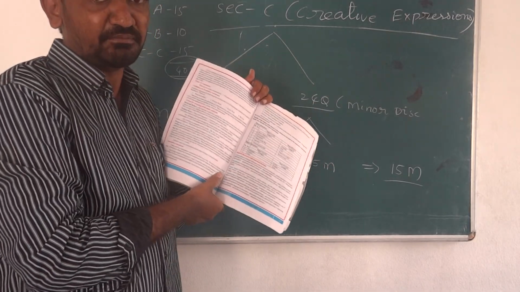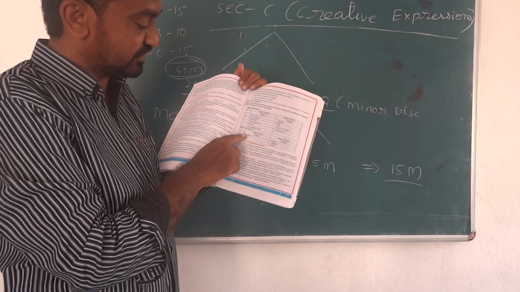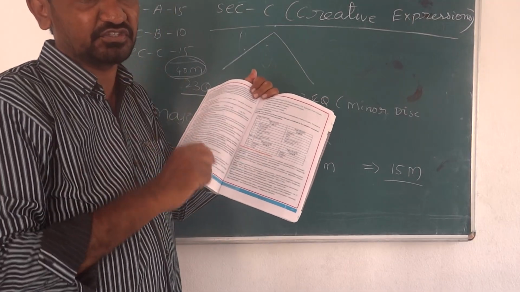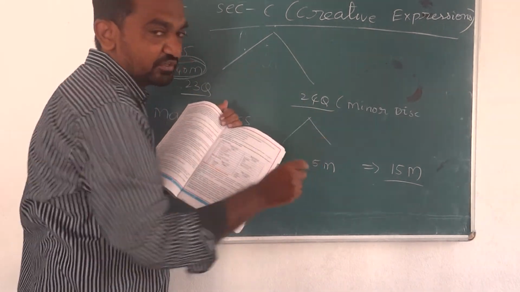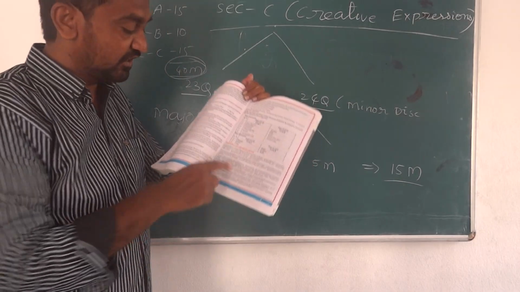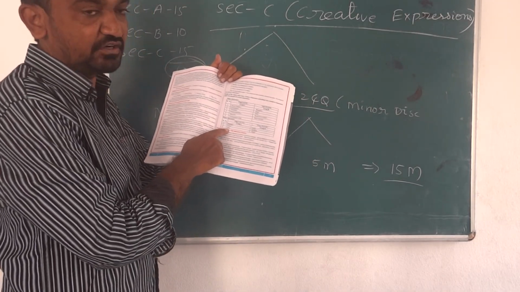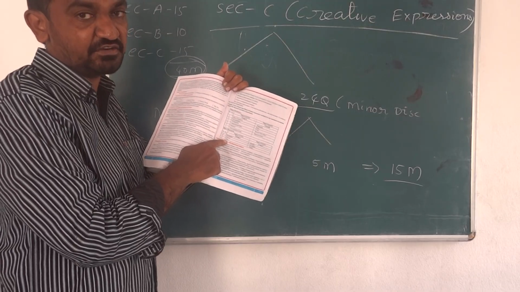Let us see what the minor discourses are in paper 1 and paper 2. In paper 1 minor discourses: message, how to write a message. Suppose a message is given in question number 24, then the message carries 5 marks. Next, notice, diary. These are the paper 1 minor discourses, which carry 5 marks.